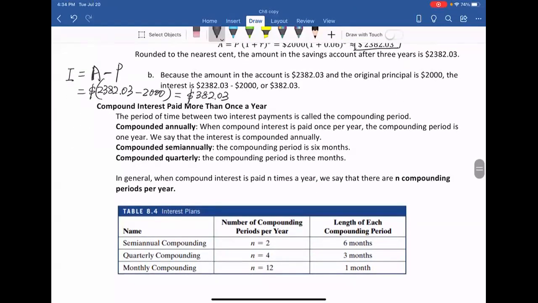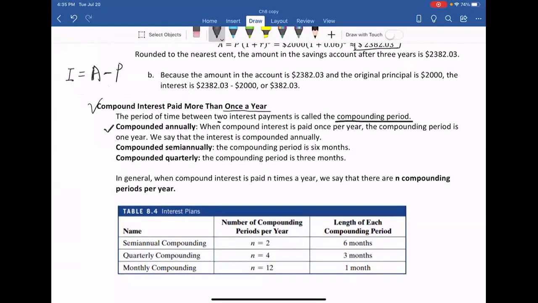Compound interest paid more than once a year. Let's clean up this part. In the previous question, we paid the compound interest once a year. If the bank paid you more than once a year, how to compute the future value? The period of time between 2 interest payments is called the compounding period.